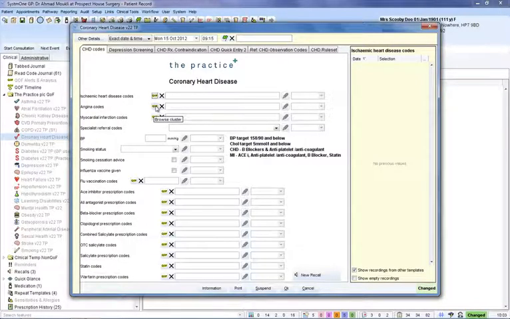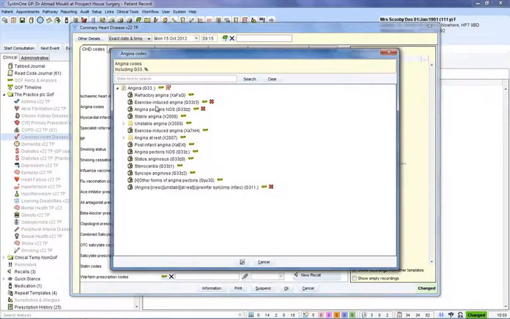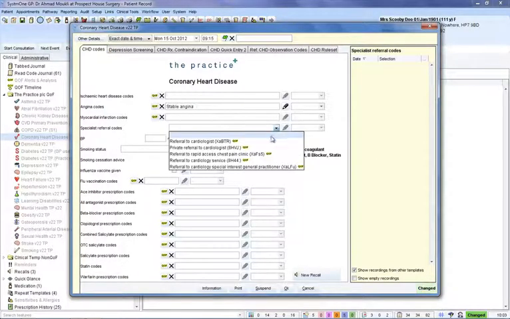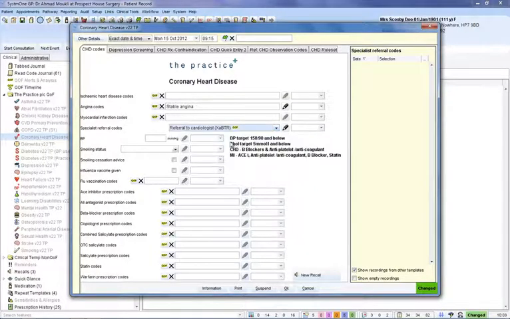Assuming that this person suffers with angina, let's say stable angina, we can choose our appropriate code. And if we decide that this person needs to be referred to a specialist, then we can go ahead and establish this little fact by saying we are referring him to a cardiologist.